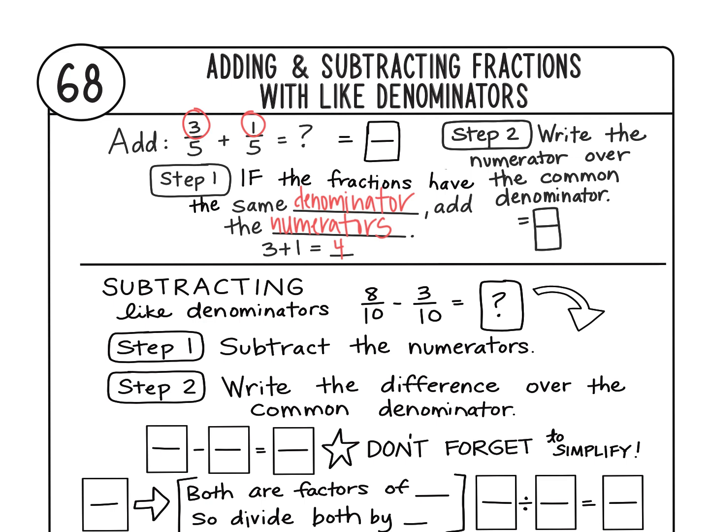Okay, step 2 says write the numerator over the common denominator. So that is going to be 4 over the common denominator, which was 5. So my final answer will go here to complete my equation: 3/5 plus 1/5 equals 4/5. That's your standard algorithm for adding, okay? It's not any different for subtracting, except instead of adding them together, you subtract them.